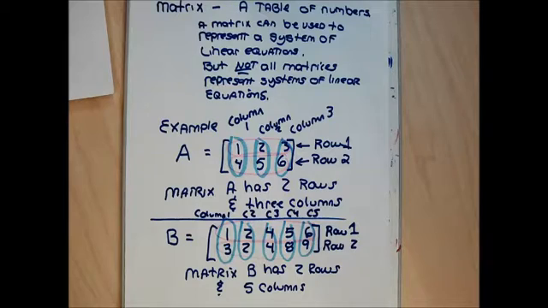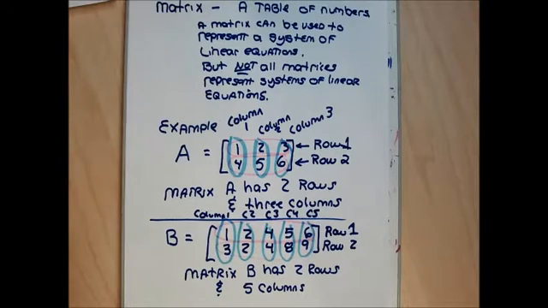So matrices are just tables of numbers. These matrices, matrix A and matrix B, don't necessarily represent a system of linear equations. In fact, they most definitely don't, specifically because there wasn't a system of linear equations I used to create the matrices.